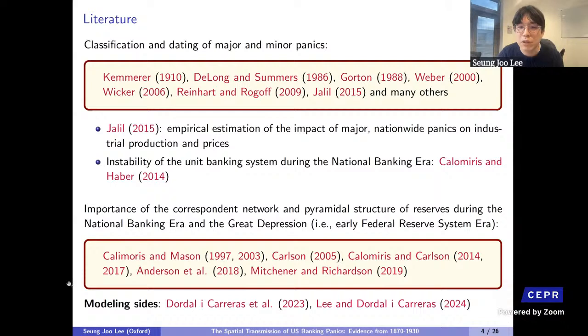For example, in the Michener and Richardson paper in 2019, they found that the interbank market actually amplified the effect of the Great Depression to a really significant level. So basically the intuition is quite similar, but we look at spatial transmission of a state-level banking panic instead of the Great Depression, which engulfed the entire United States.